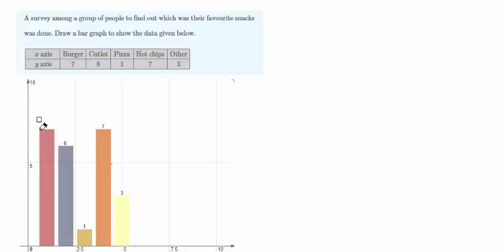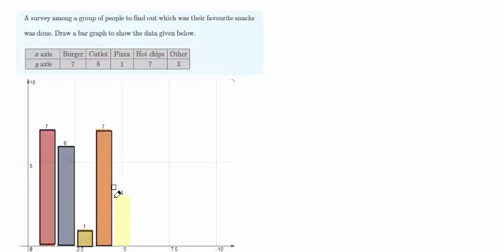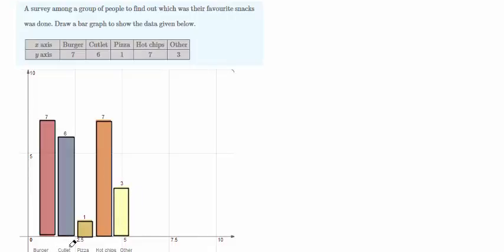So here comes the bar graph, and we have one bar for each of the snack types. So here comes the bar for burger. Here comes the bar for cutlet. And here comes the bar for pizza. Here's the one for hot chips. And finally we have one for others. And then you want to write down the names below each of the bars: burger, cutlet, pizza, hot chips and others.